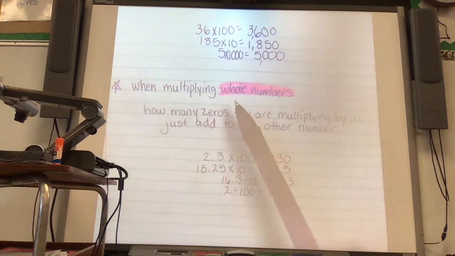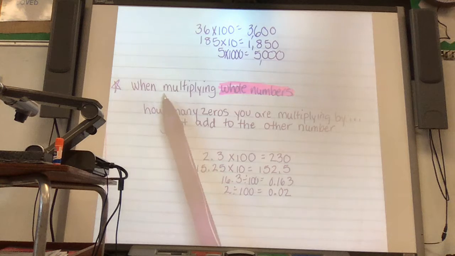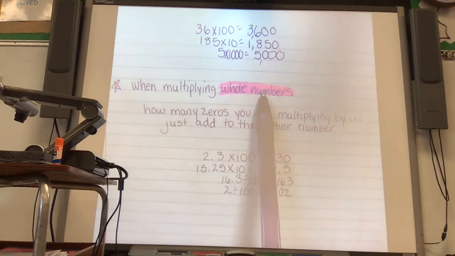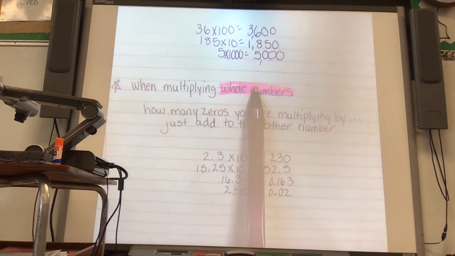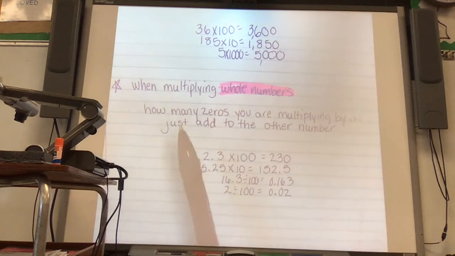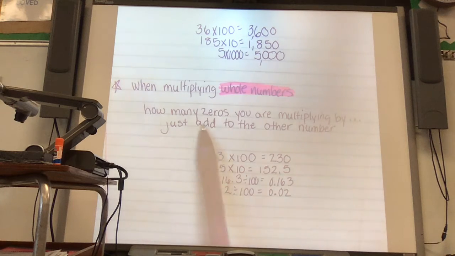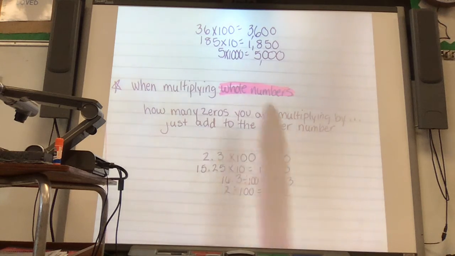Remember that we said today a little shortcut when we're multiplying whole numbers, which means you don't really need to pull out that place value chart. You should just be able to do this very easily. When multiplying whole numbers, how many zeros you are multiplying by, just add to the other number.